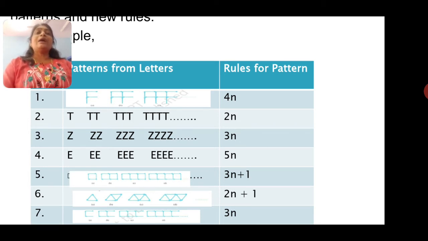Similarly, if we take example of a triangle, for making one triangle, we use 3 matchsticks. For making two triangles, where one side of the 2 triangles is common, we need 2 matchsticks more. That means for 2 triangle pattern, now total number of matchsticks is 5. For 3 triangle pattern, total number of matchsticks 7. Therefore, the general rule for this is 2n plus 1, where n is the number of triangles. In this way, we can form the rules for pattern.